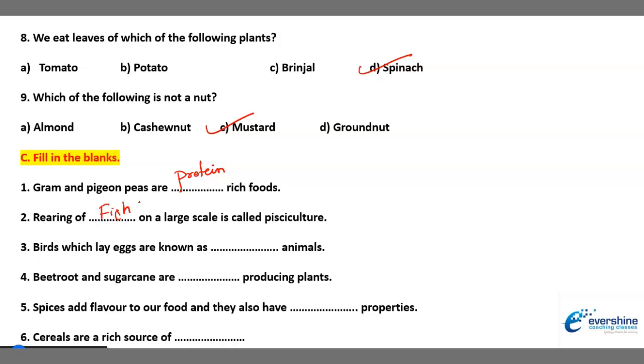Birds which lay eggs are known as dash animals. Poultry. We call them poultry animals. Beetroot and sugarcane are dash producing plants. They are sugar producing plants. Spices add flavor to our food, and they also have dash properties. That is medicinal properties. We can use them for medicine purposes. Cereals are a rich source of dash. Cereals are a rich source of carbohydrates.